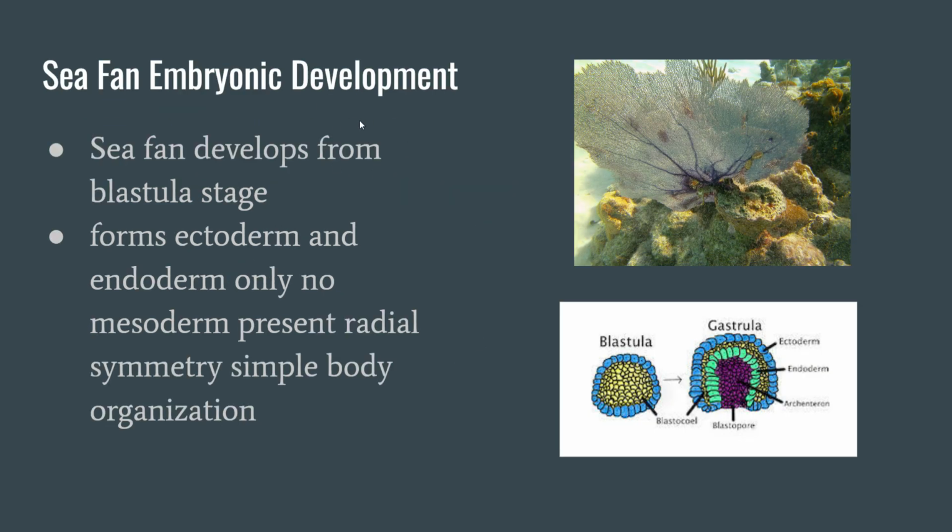More on sea fan embryonic development. So the sea fan begins development from a blastula stage embryo. As it develops, it forms only two germ layers, the ectoderm and endoderm. It does not form a mesoderm, which limits its complexity. This results in a radial symmetry body.